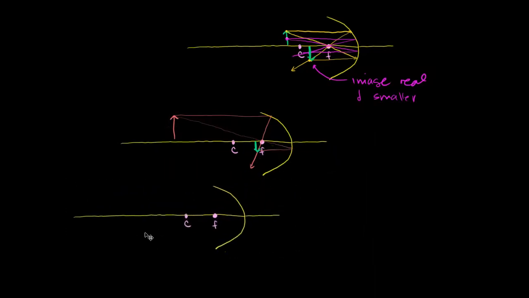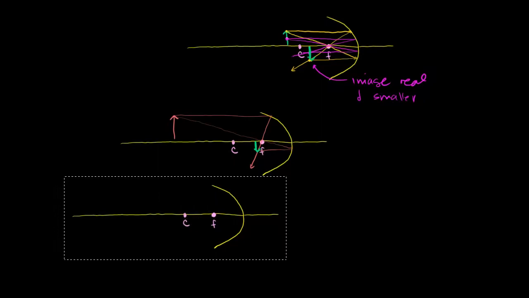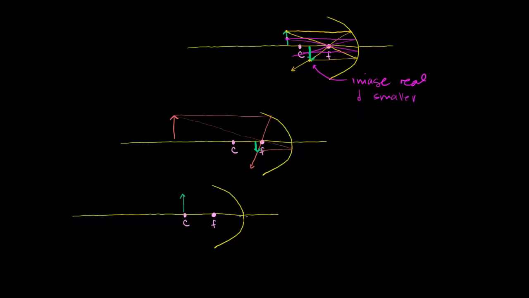But this time, let's place the object at the center of curvature. So let's place the object right over here. So right at that distance, that's twice the distance from the vertex of the parabola to the focus. So we do a parallel line. These lines are the hardest things to do.